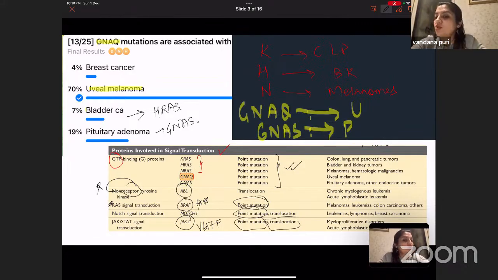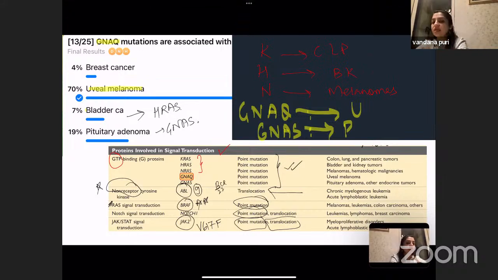Apart from that, ABL always undergoes translocation because it is 9;22 translocation. Remember, ABL is present on chromosome number 9. BCR is the second alphabet, so it is present on 22. So BCR is 22. So ABL is a proto-oncogene which becomes an oncogene by translocation. And which is the Philadelphia chromosome, if somebody asks you. So the Philadelphia chromosome is present on chromosome number 22.